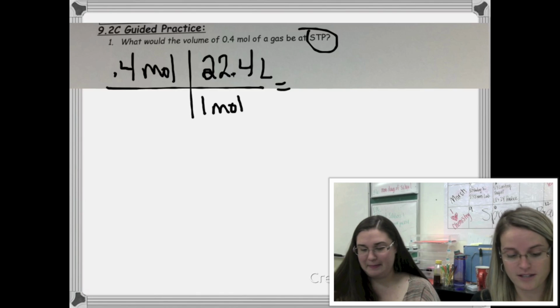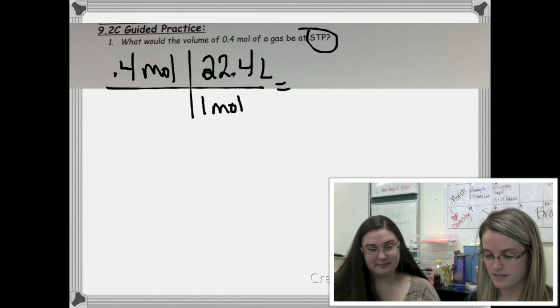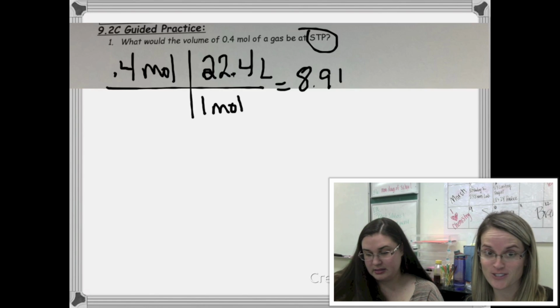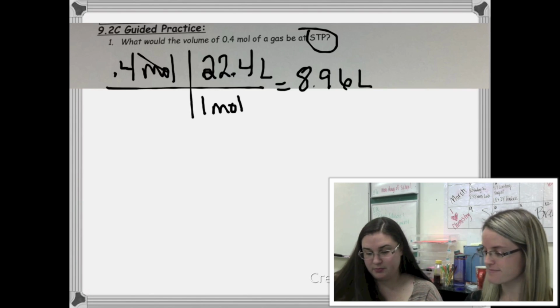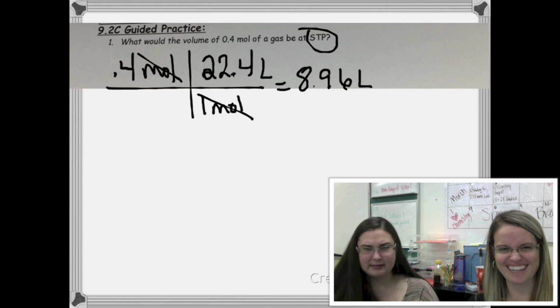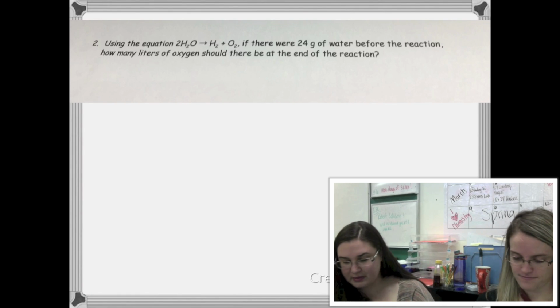All right, so now we've got to do 0.4 times 22.4, and our answer is 8.96 liters, because moles cancel out. Liters, yep. Man, just when you thought you hated stoich, I kind of like it. Making everything easier.